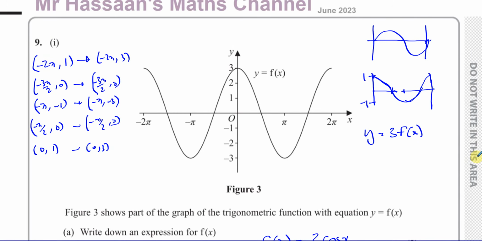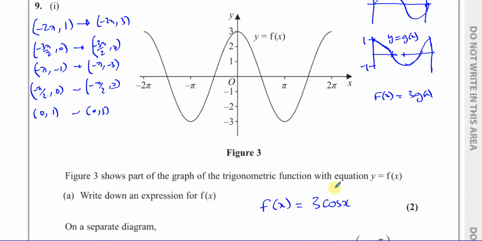Let's write it a different way. For example, we can say that the normal cosine curve is y equals g of x. Then y equals f of x is equal to 3 times g of x. So we can say 3 times cosine x.